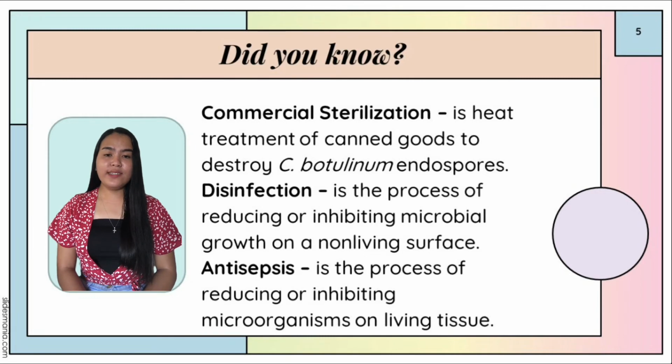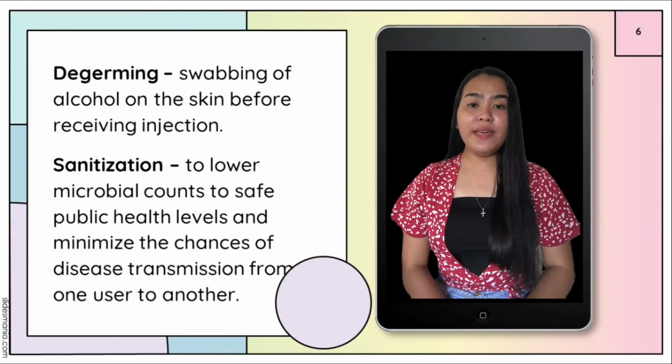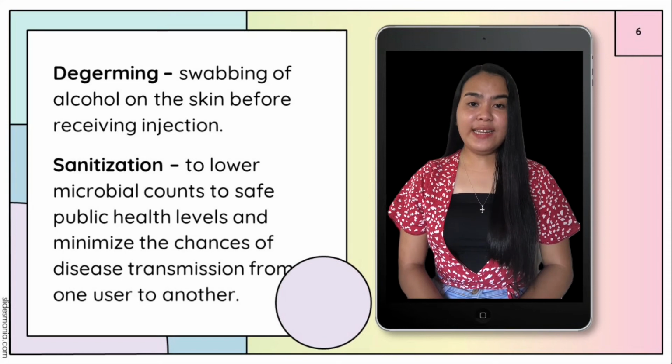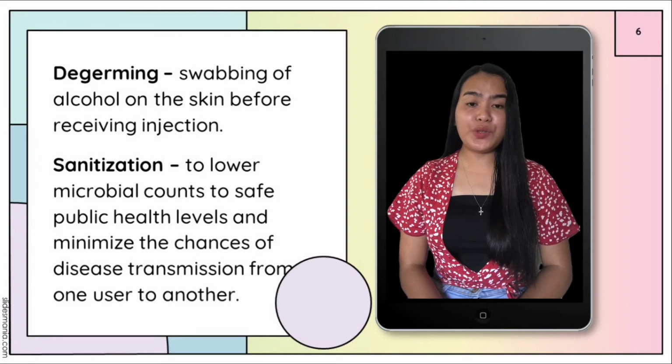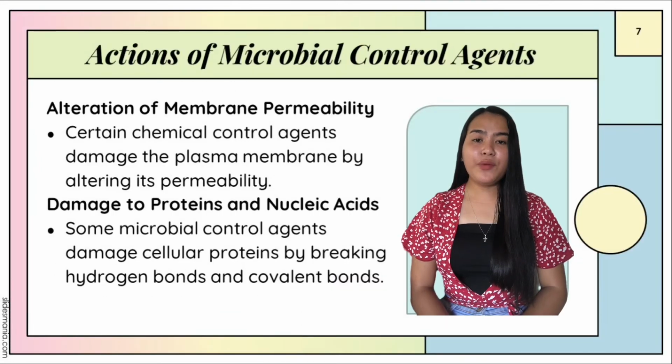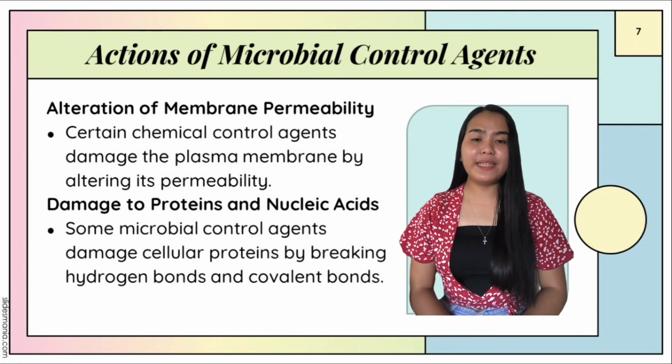Disinfection is the process of reducing or inhibiting microbial growth on a non-living surface. Antisepsis is the process of reducing or inhibiting microorganisms on living tissue. Degerming is the swabbing of alcohol on the skin before receiving an injection. Sanitation is to lower microbial counts to safe public health levels and minimize the chances of disease transmission from one user to another.